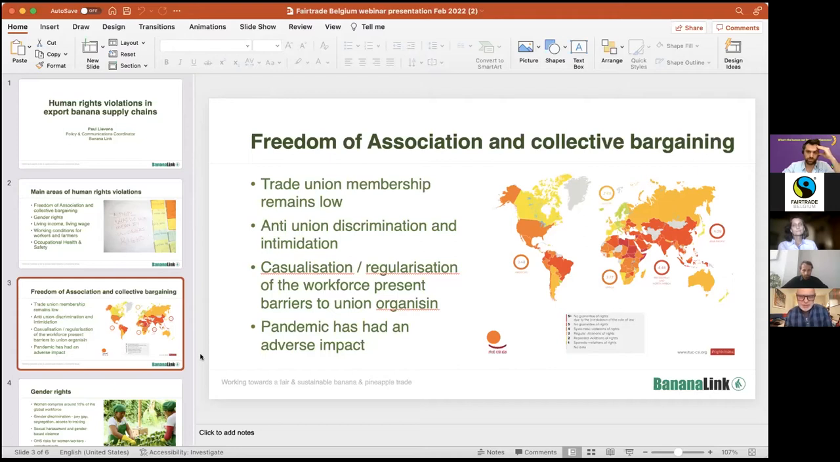Other issues around casualization or regularization of the workforce. In many parts of the export trade, the workforce, for example, Marieke, who's just speaking from the Dominican Republic, the vast majority of workers on plantations in the Dominican Republic are from neighboring Haiti, and implicit with unregularized migrant workers is that they're a lot more vulnerable to anti-union discrimination and so on. And it's also worth just mentioning that the pandemic has had some impact as well.